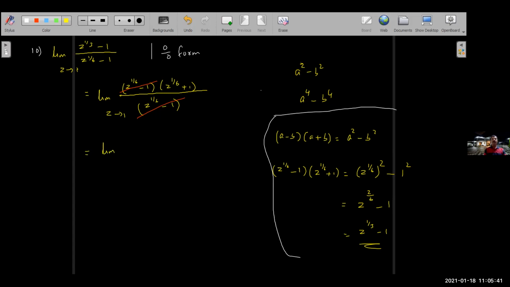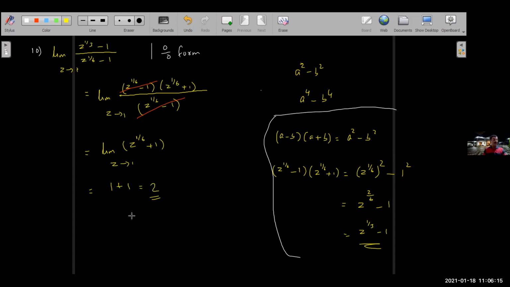Left out is limit z tends to 1, z raised to 1 by 6 plus 1. And for polynomial functions, now directly substituting z is equal to 1. 1 raised to 1 by 6, this is 1 raised to anything is 1 only. So 1 plus 1, so the answer is 2.